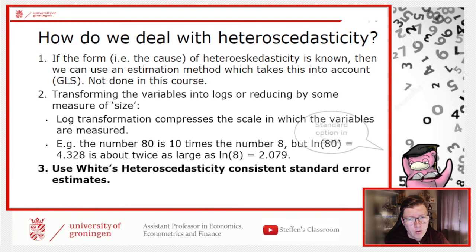And that leads us to the third one, the most common one and the easiest one. Notice here the White heteroscedasticity consistent standard error estimates. Great stuff, because that is a very quick fix. How does this work? You can simply use it as a default option in Stata, R, even Python, any other software basically. They all have this standard option. And if they don't have it, you can calculate them yourself. Good thing is we don't have to, because you can just use the standard option in Stata, which is just comma robust.